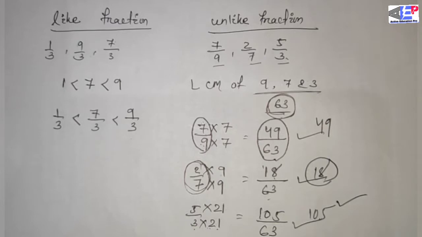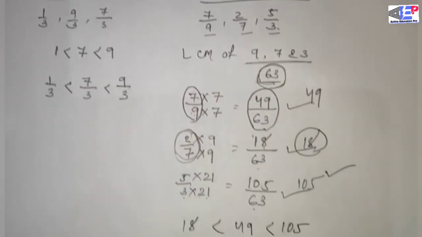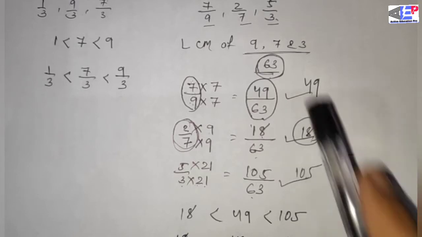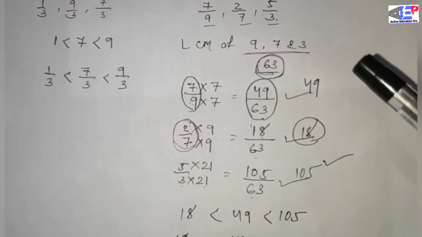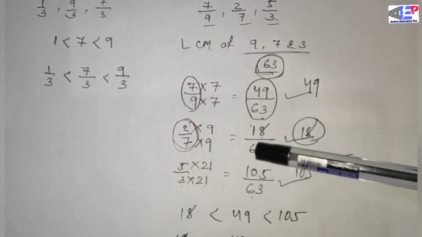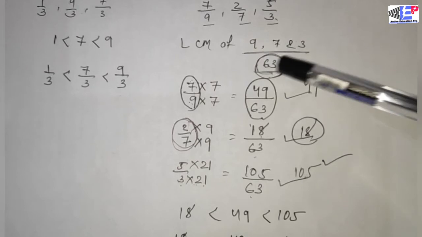Then next come to unlike fractions. In the case of unlike fractions, we have different denominators, so we cannot compare them as like fractions. So first take the LCM of the denominators. Then the denominator is 63, and then convert all these unlike fractions in the question to equivalent fractions having the same denominator 63. You have to make these three unlike fractions into like fractions having the same denominator by taking the LCM of the denominators.